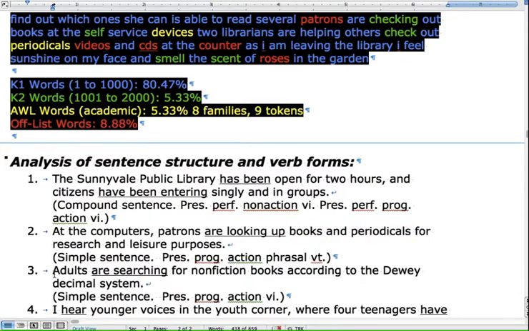Let's look at the next one. Adults are searching for nonfiction books, according to the Dewey Decimal System. This is a simple sentence with one subject, adults, and one verb, are searching. It's used in the present progressive because it's an action verb. Searching, looking for. Okay, so they're searching for nonfiction books. It's a verb and it's intransitive. Notice that we use the word searching followed by the preposition for.